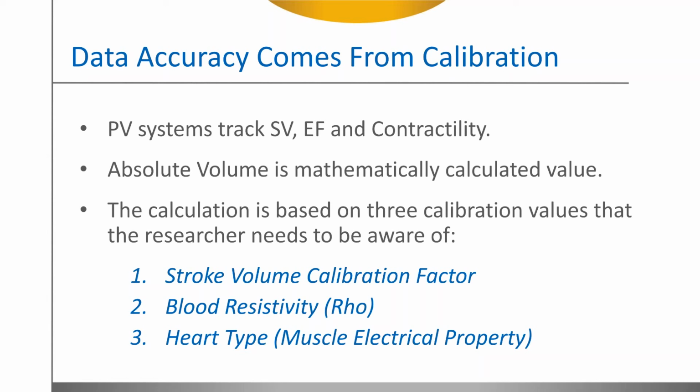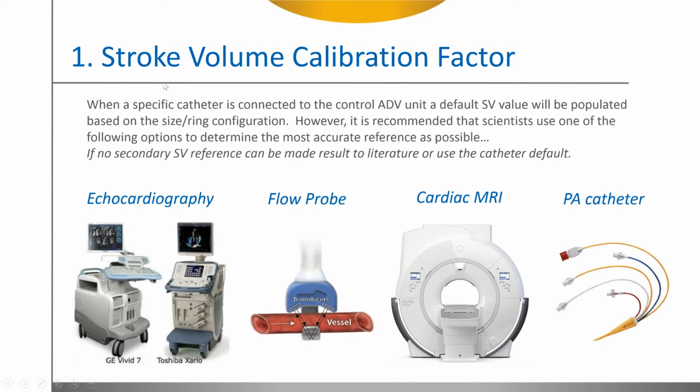There are three values a researcher needs to be aware of. One is stroke volume, second is blood resistivity, and third is the heart type. To touch upon the first, a stroke volume calibration factor. When a specific catheter is connected to the control unit, a default SV value will be populated based on the size and the ring configuration.